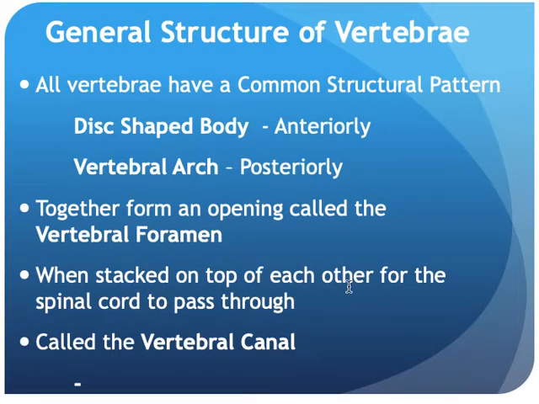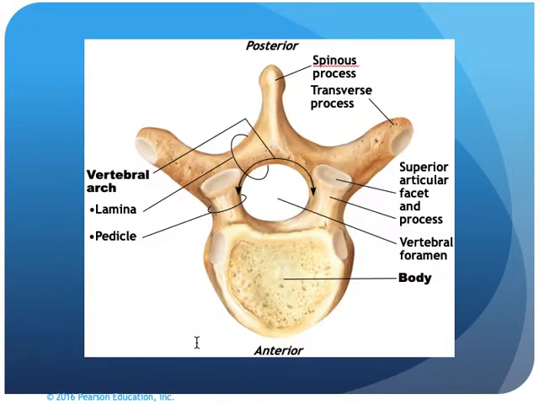And then when we stack them on top of each other, okay, they're creating this passageway for the spinal cord to pass through, and that's going to be called my vertebral canal. Okay, so with each vertebrae, the opening is the vertebral foramen. When they're stacked on top of each other and we create this canal, it's going to be called the vertebral canal for your spinal cord. So here is our little picture, and we want to find the body, and then we can see posteriorly we have the arch, and again we're creating this opening for the spinal cord, which is called the vertebral foramen.